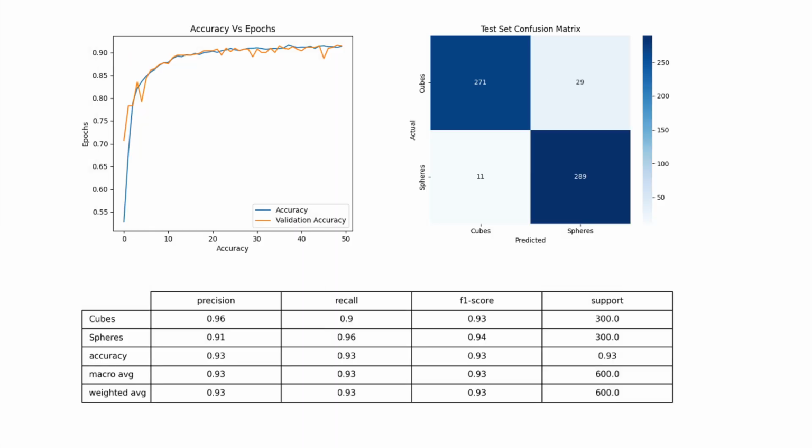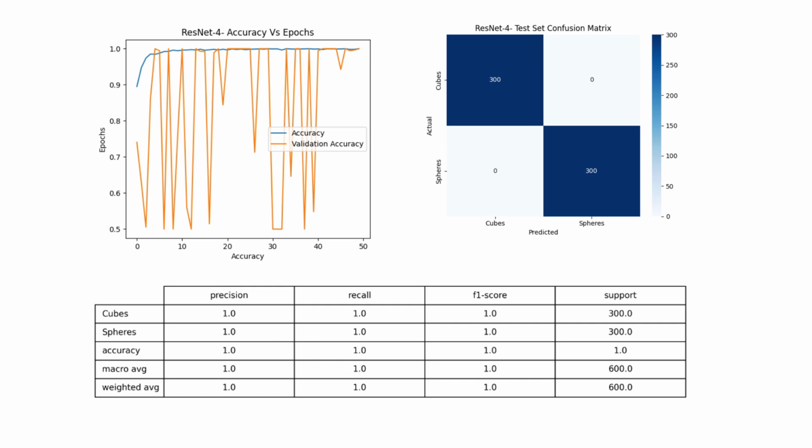With a training set of 2,700 images, the model performs amicably. The end result is about a 93% test accuracy. This can be compared with a 4-layer ResNet, which has an accuracy of 100%.